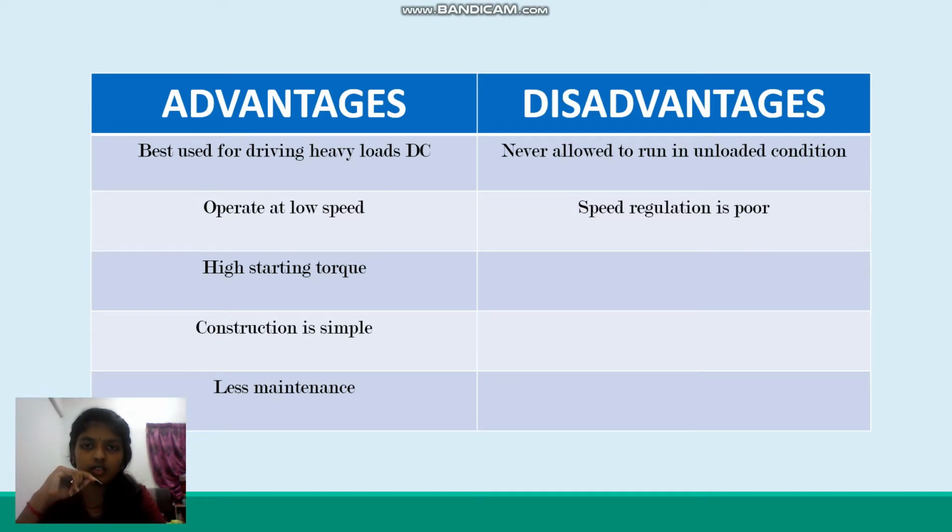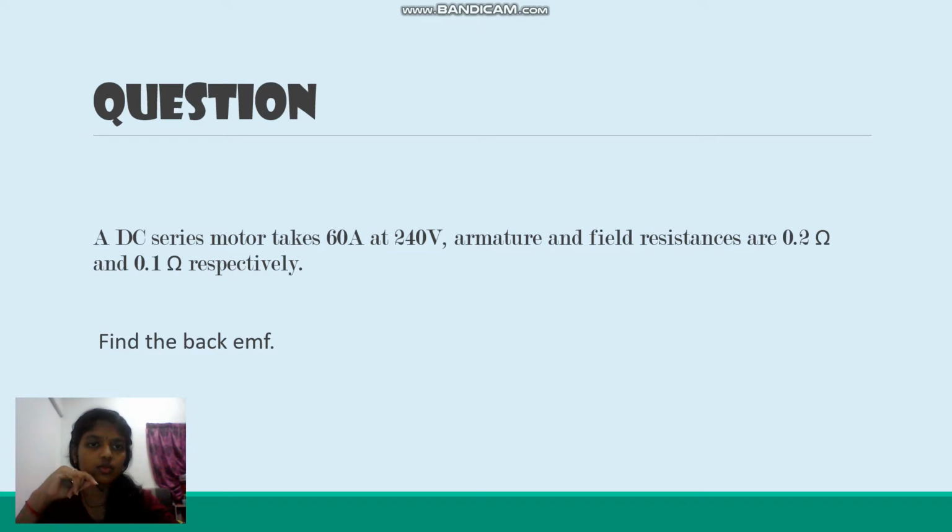So let's go to the question section. A DC series motor takes 60 ampere at 240 volts. Armature and field resistance are 0.2 ohm and 0.1 ohm respectively. Find the back EMF. Let's find out the answer.